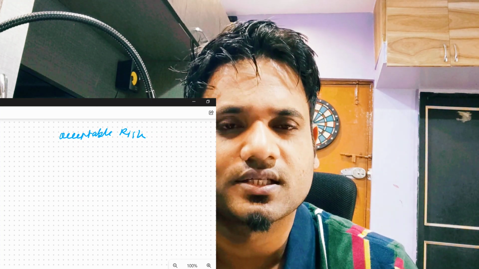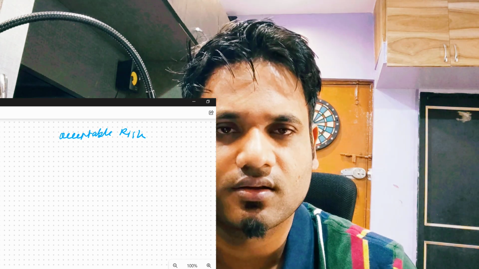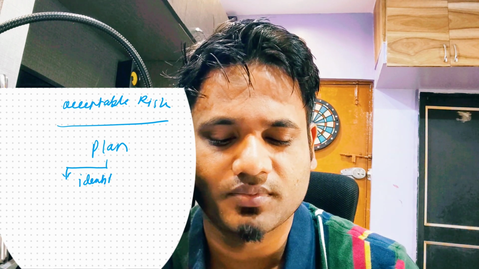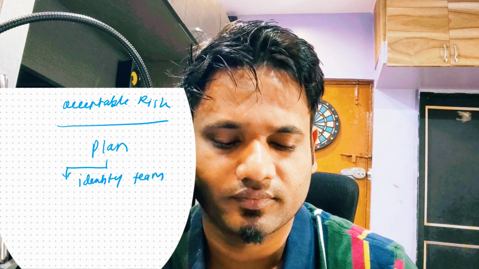So this you can consider: okay, this risk we can accept and we can give the exception for that. All this you have to think before implementing your risk management strategies. So everything comes under the plan.